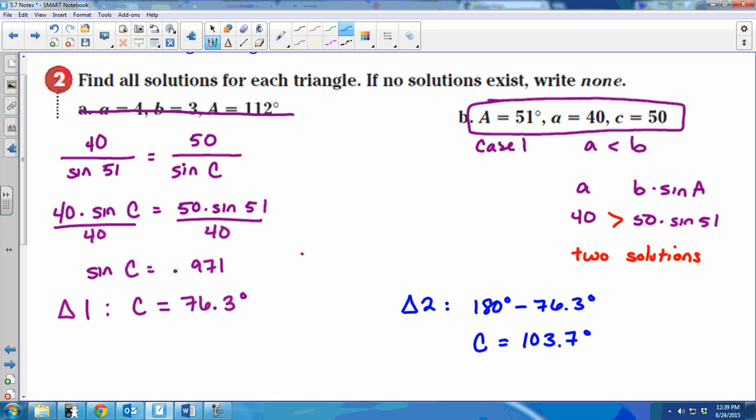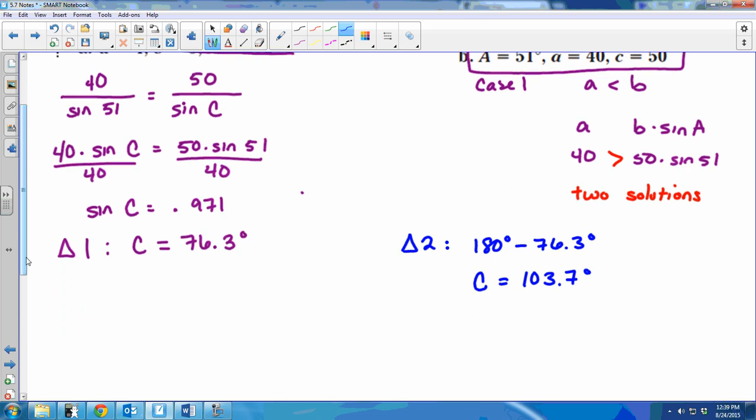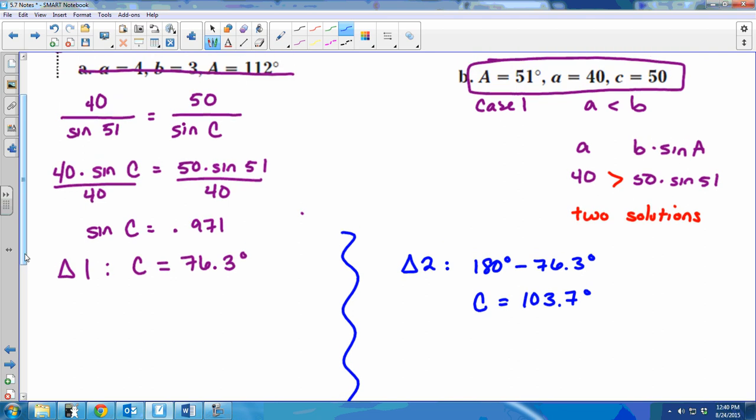Now once that part's done, it's not that bad because now we're going to find all the missing pieces for triangle 1 using the information we have. And then we're going to find all the missing pieces of triangle 2 using the information we have. All right, so that's the only real step that's different. We had to find the two angles. Okay? The next thing I can do, I know that angle A is 51 degrees for both of these. I know angle C for both of these, so I can find angle B for both of these, right?